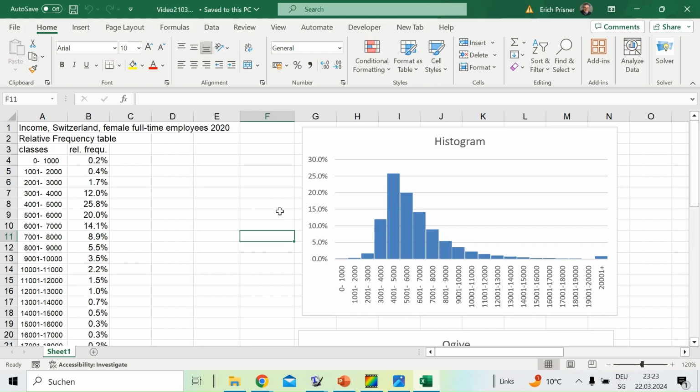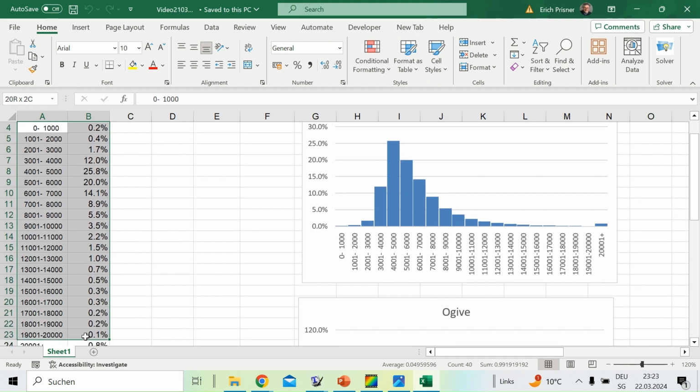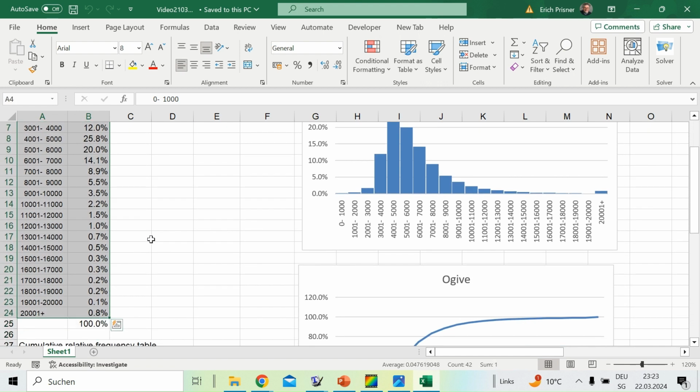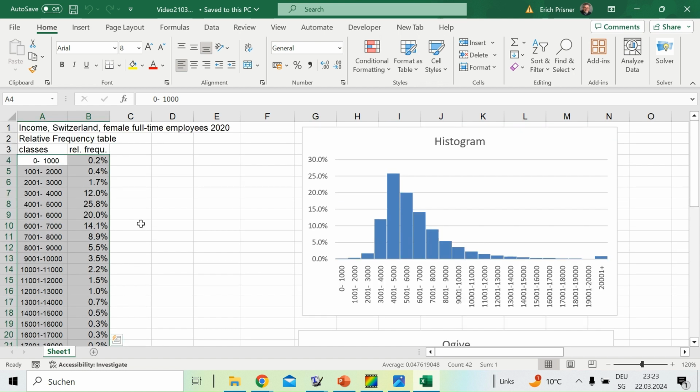So here's an Excel sheet we produced in the last part. Remember, here's a group data of, again, female full-time employees in Switzerland 2020. We have the different classes, the different ranges of monthly income, and the corresponding relative frequency of the group. So in other words, maybe we look at this one here, 12% of all female full-time employees in Switzerland get between 3,001 and 4,000 Swiss francs per month.